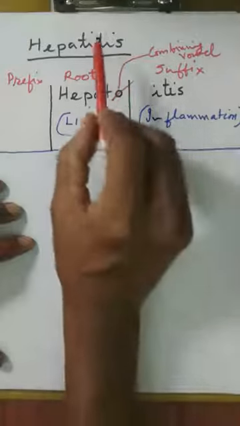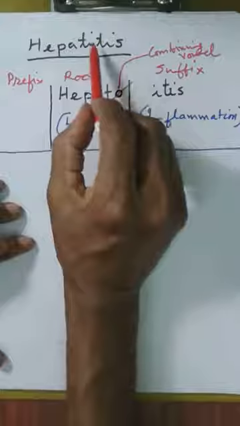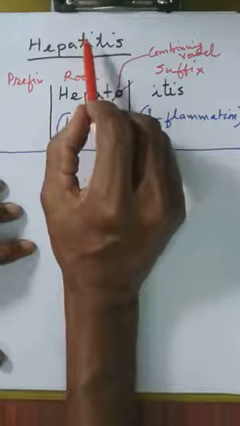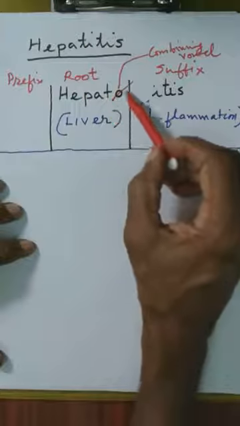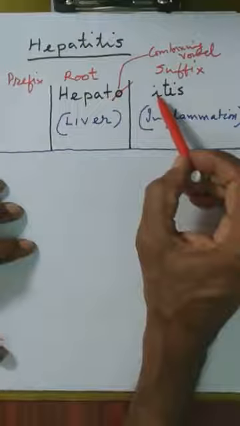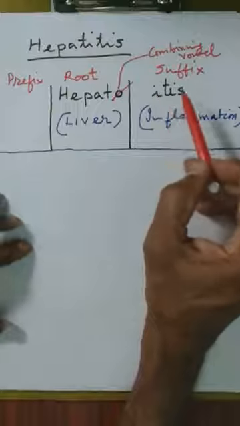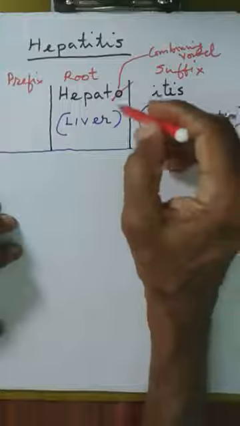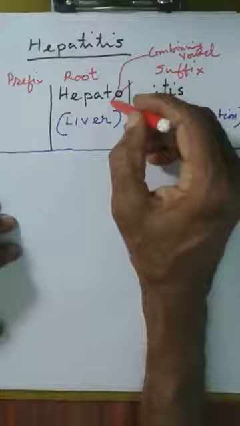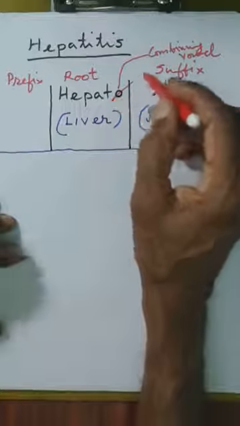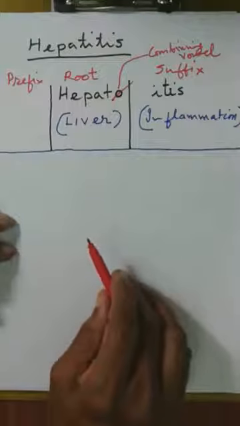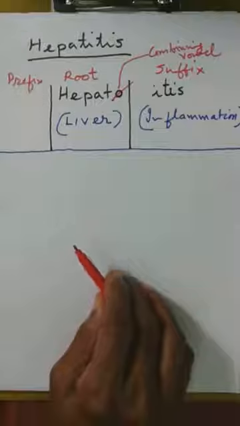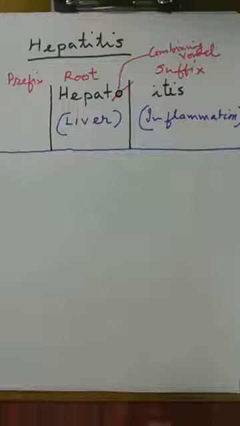So actually there is a hidden O here. But when it is joining with another vowel of this suffix, I-T-I-S, as per the rule, this first vowel O will be cancelled. Then this becomes hepatitis.